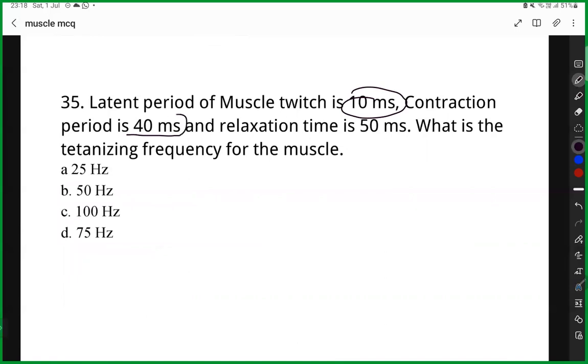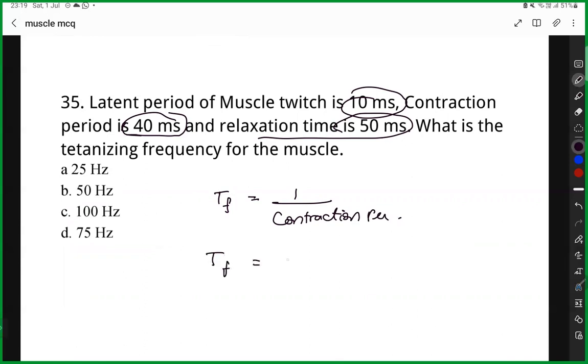Contraction period is 40 milliseconds. Relaxation time is 50 milliseconds. What is the tetanizing frequency? Remember, tetanizing frequency is equal to 1 by contraction period. Your contraction period is just 40 milliseconds. So TF is equal to 1 by 40, which is equal to 25 hertz.